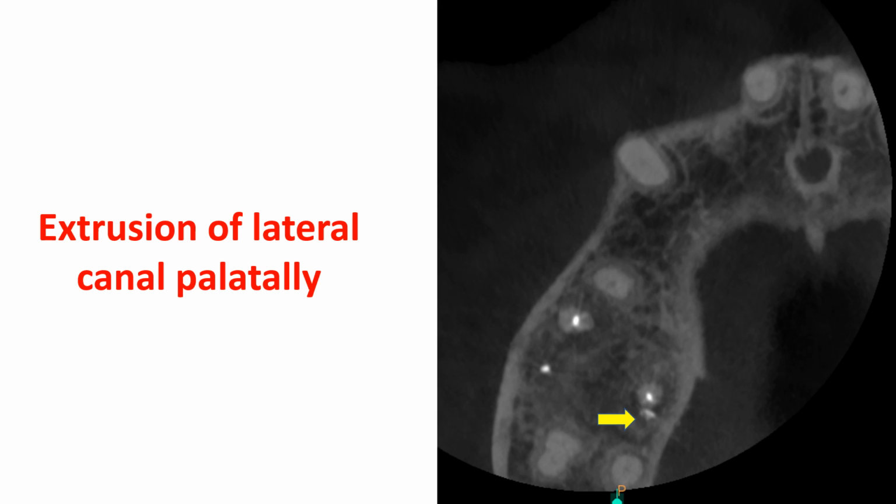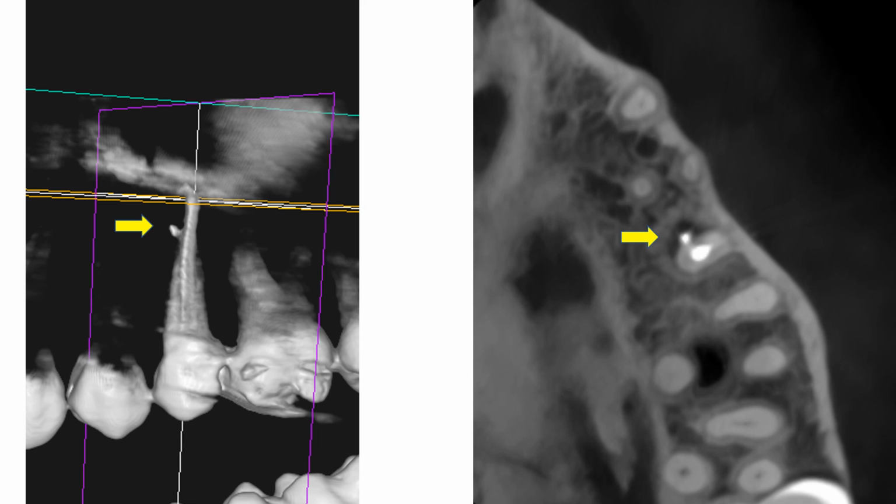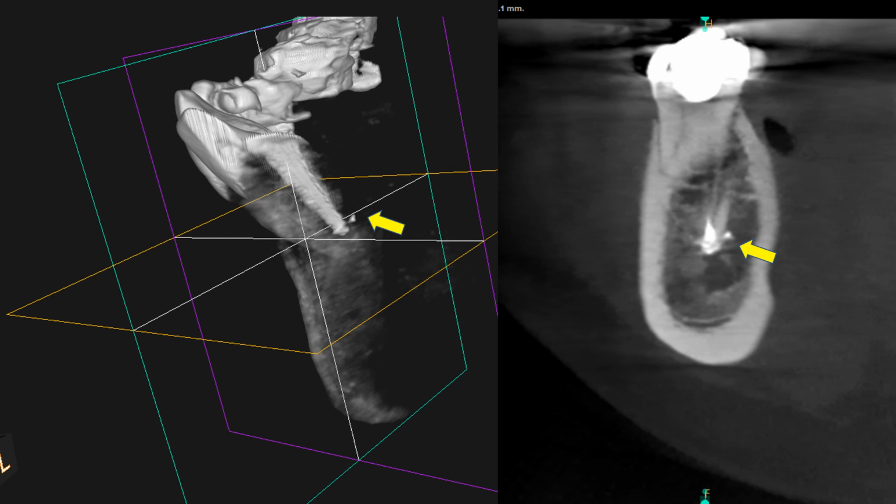Another case here, extrusion of sealer through a lateral canal palatally in an upper 6, and associated with a laterally positioned lesion. This is another laterally positioned lesion, the maxillary premolar, and you can see the extrusion through a lateral canal. Another picture of lateral canals.